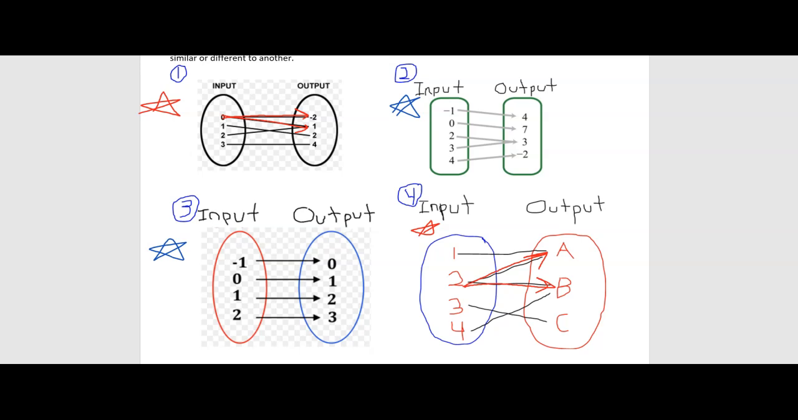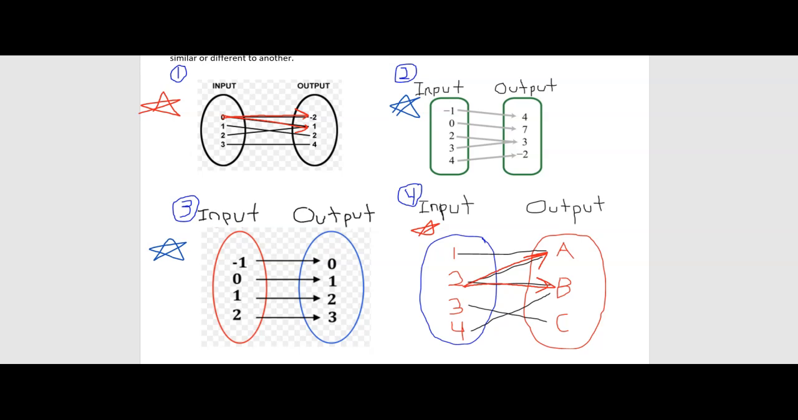If you look at numbers 2 and 3, that doesn't happen, right? Each input goes to exactly one output, right? There's only one arrow going off of each input value. This is our very first introduction to functions, right? 2 of these represent functions, 2 of these don't represent functions.